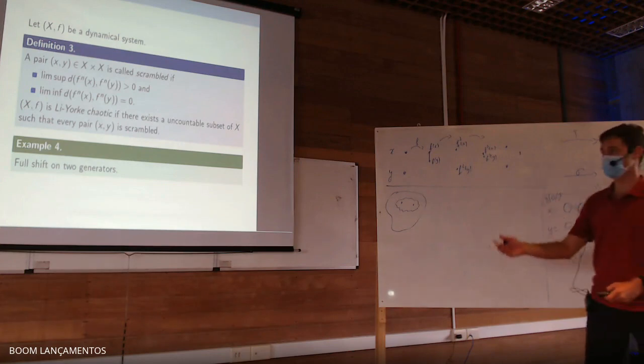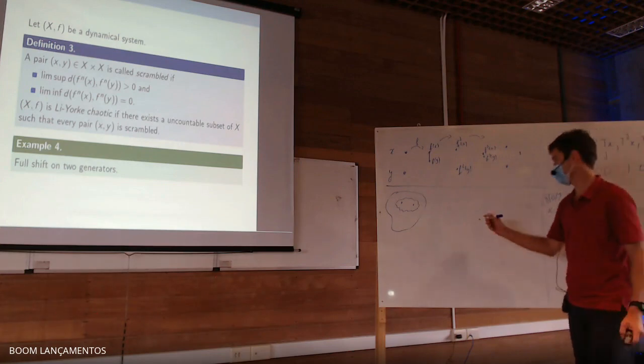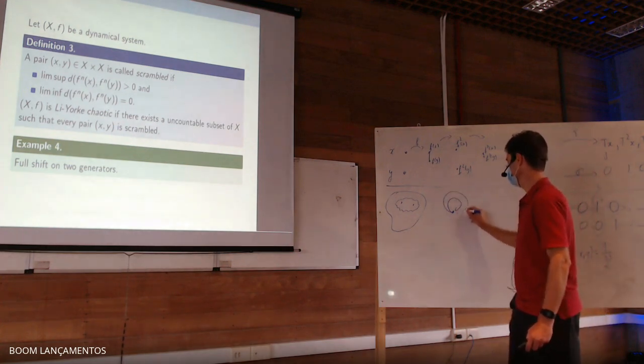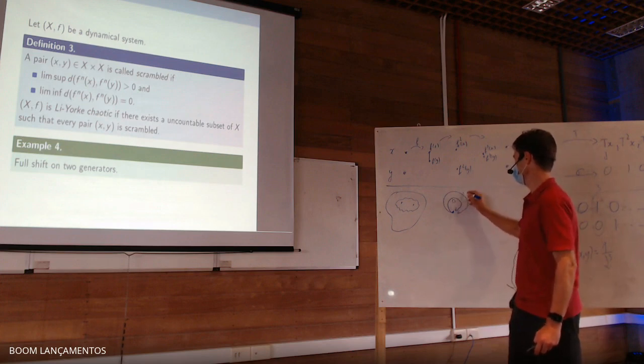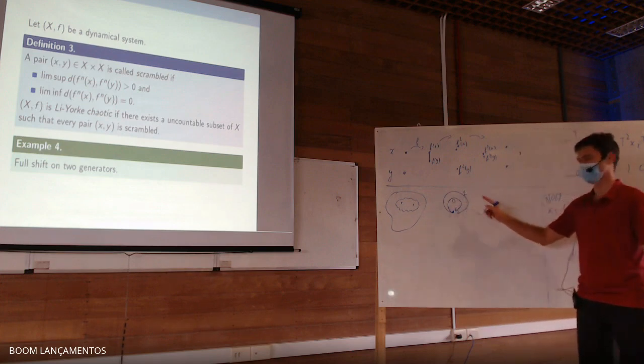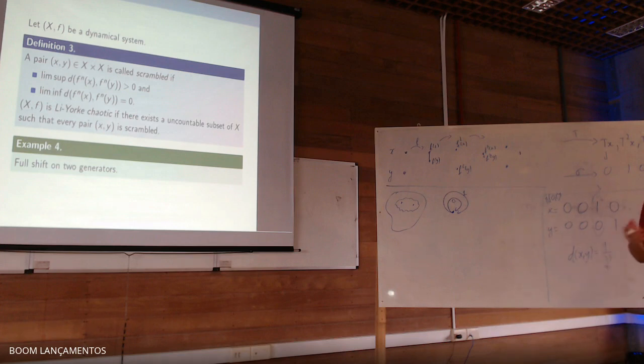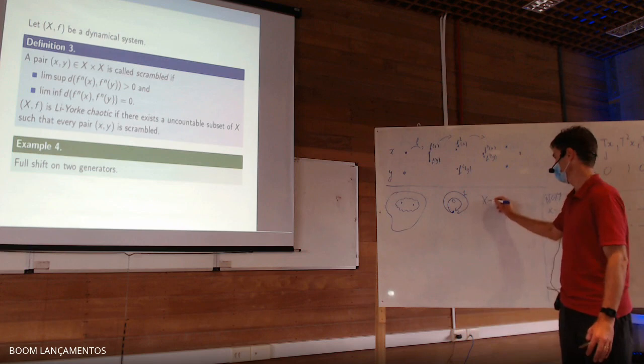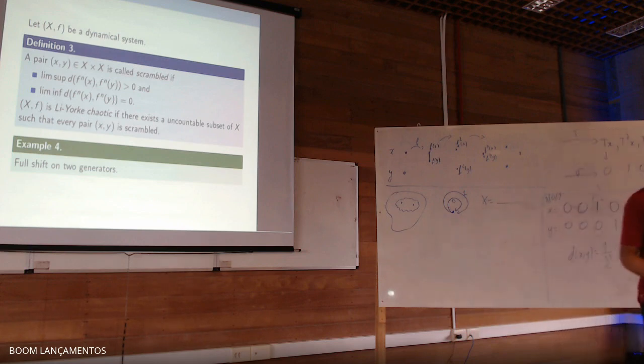So let's take the full shift on two generators. Let's just look at the graph with one vertex and two edges, so this is edge zero and the other one is edge one. Anything can be followed by anything. Can you give me a scrambled pair? The elements of this set are just sequences of zeros and ones. Can you give me two sequences, with that metric that we defined here, that are scrambled?